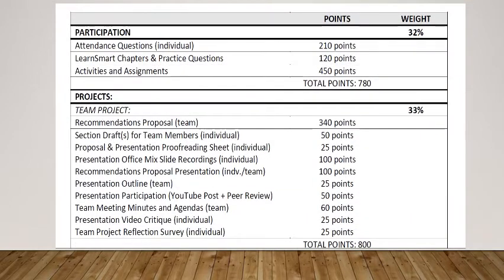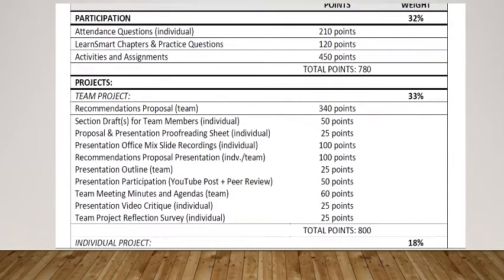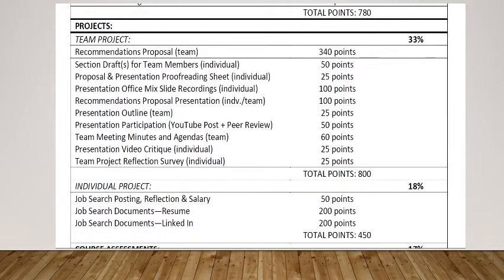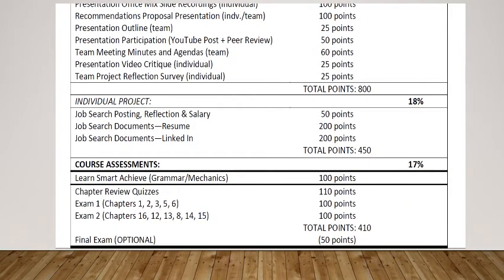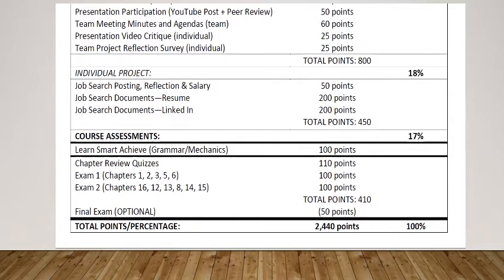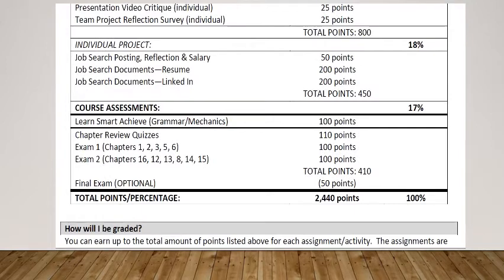Finally, I have the points and how they're broken down for this course. You can see that participation, again, due to the nature of this being a communication course, is weighted at 32% with the various assignments. The projects make up 33%: recommendations, proposal, and presentation. Obviously, that's a big project where you'll be applying the different content from the text. Your individual project, the job search project, is 18% of the grade, and then course assessments is 17%.